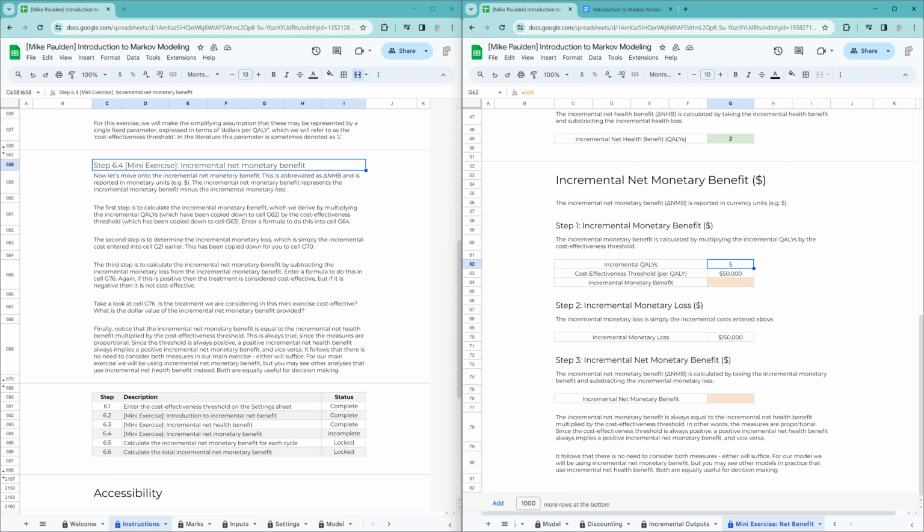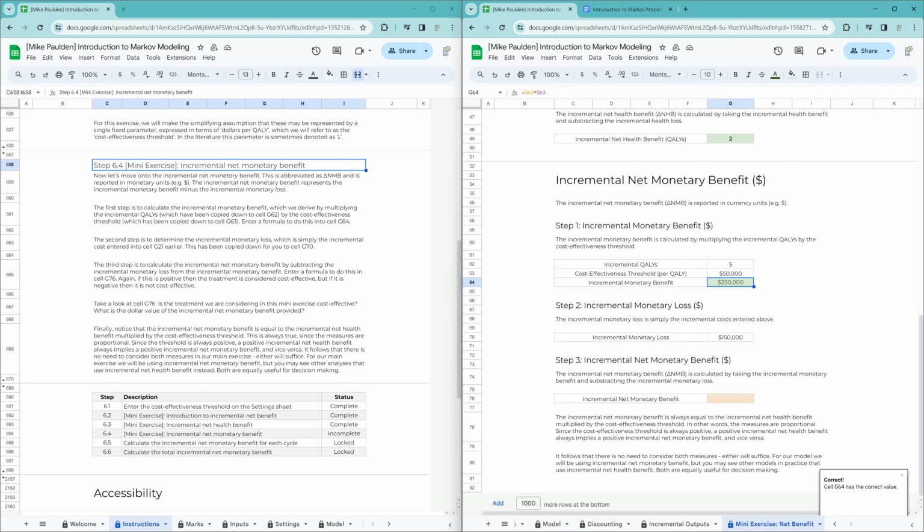We have to take the incremental qualies, that's 5, and we have to use the threshold to value them. So each of those 5 qualies that we gain is worth 50,000. So we're multiplying, right? So equals 5 multiplied by 50,000. So the value of 5 qualies is $250,000 because each qualie is worth $50,000. That's how incremental net monetary benefit works.